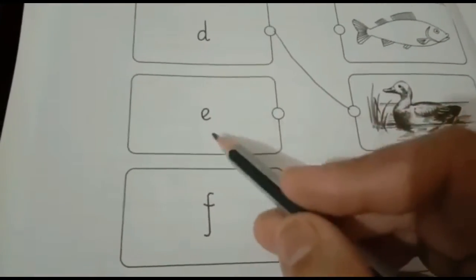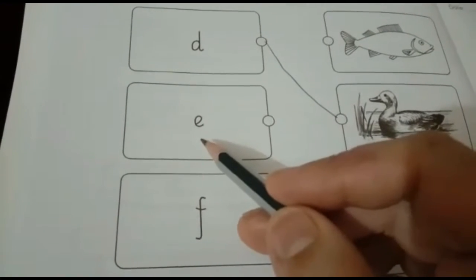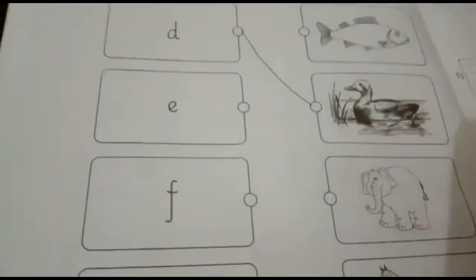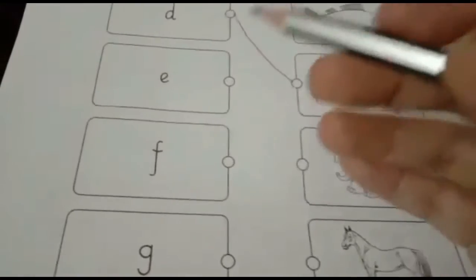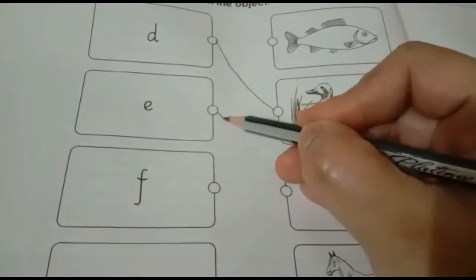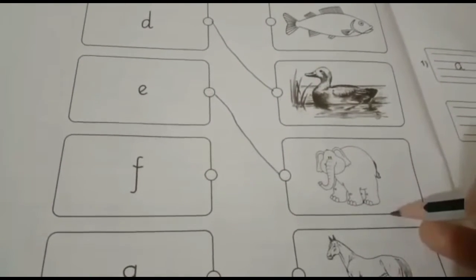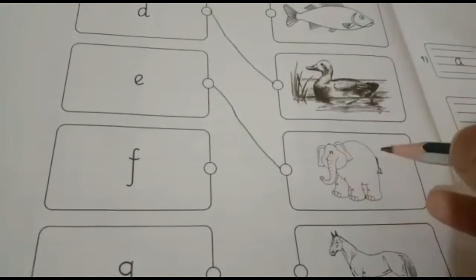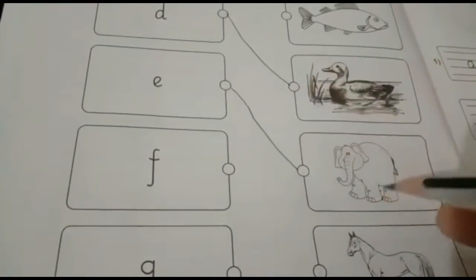Okay, now next is letter E. This is lowercase e, this is small e, and the sound of this letter is A. Now here I will find out the picture for letter E. E, A, elephant. E is the first letter for elephant. The beginning sound for elephant is A. E, A, elephant.